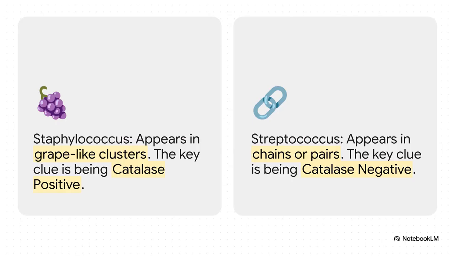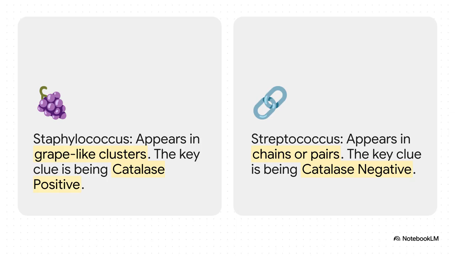On one side, you've got staphylococci. They like to hang out in these tight grape-like clusters. On the other side, you have streptococci, and they form these really distinct chains or pairs. But you know the first real clue that tells them apart? It's something called the catalase test.